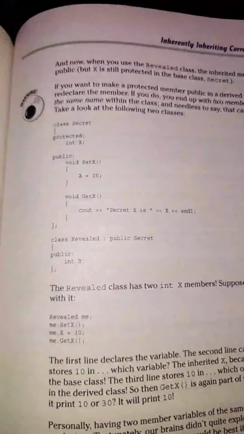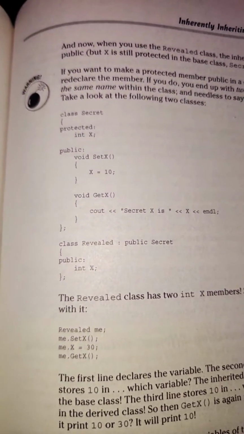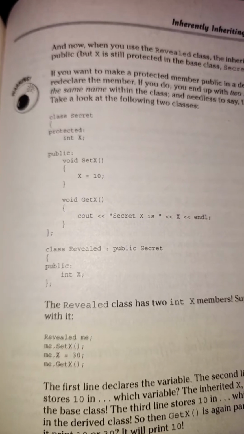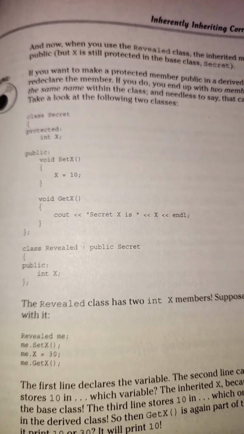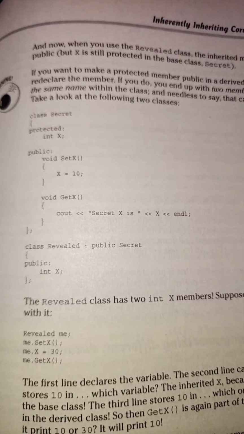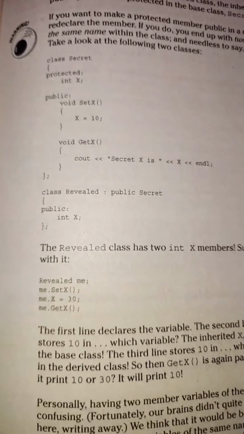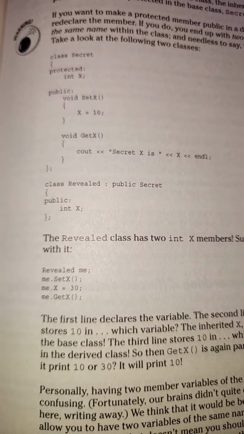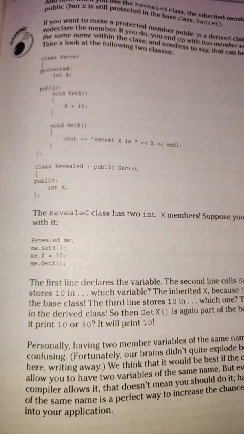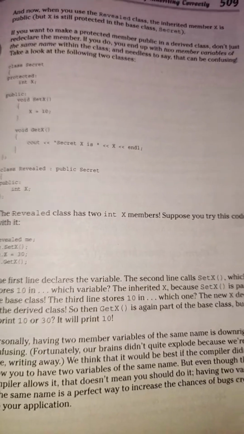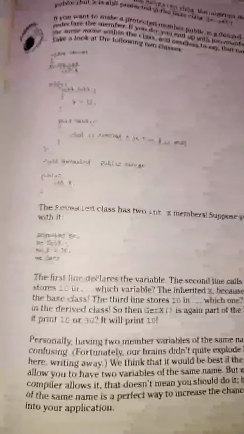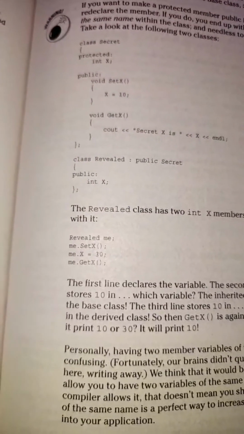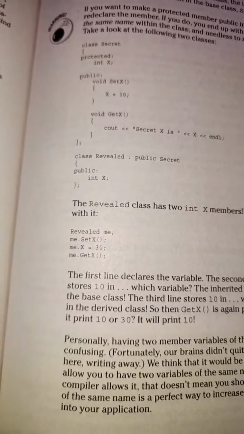That's the thing. Okay, class secret. Protected int X. Public void setX, X equals 10. Void getX, cout secret X is X, endl. Class revealed, public secret, public int X. The revealed class has two int X members. Suppose you try this code with it. Revealed me, me.setX, me.X equals 30, me.getX.